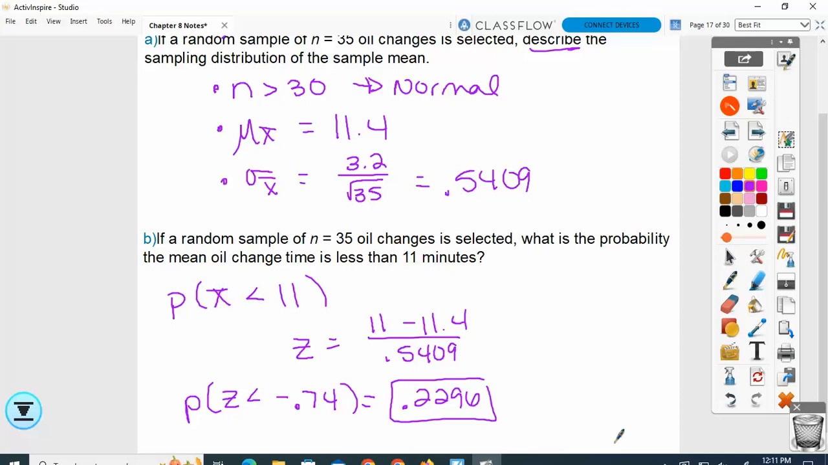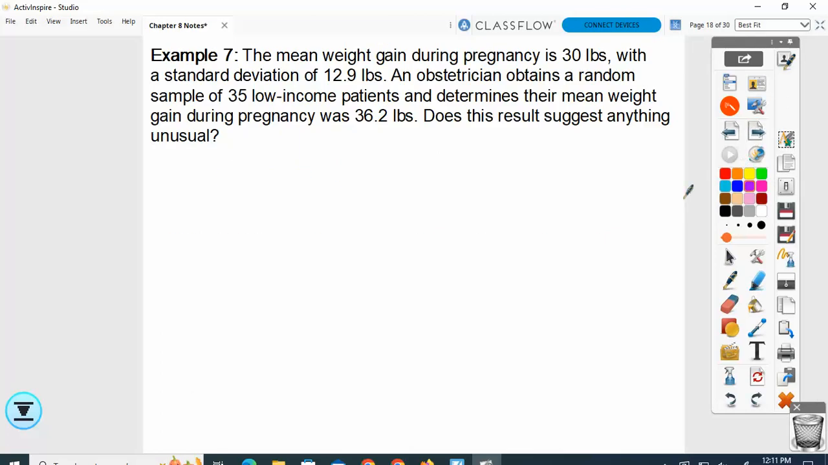Doing okay with these? Should be, hopefully you're getting kind of bored with looking up the normal probabilities, finding the z-score and looking that up. We're doing it over and over and over again now. All right, last problem of the day.